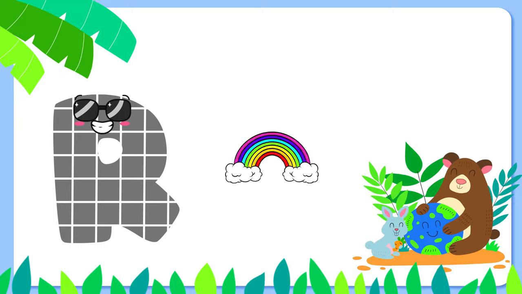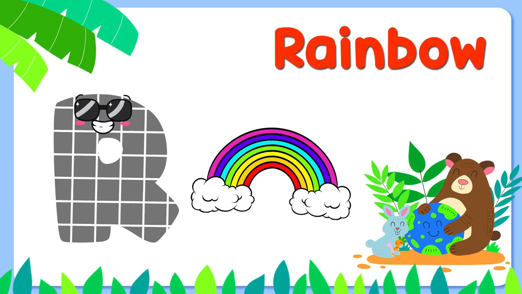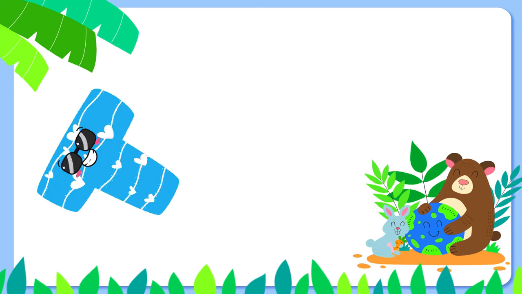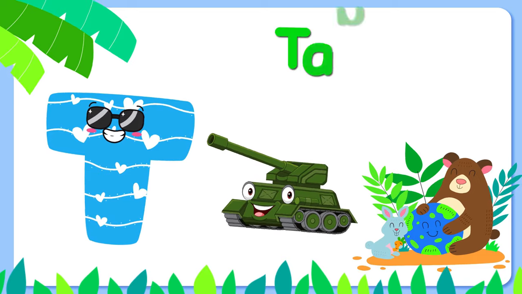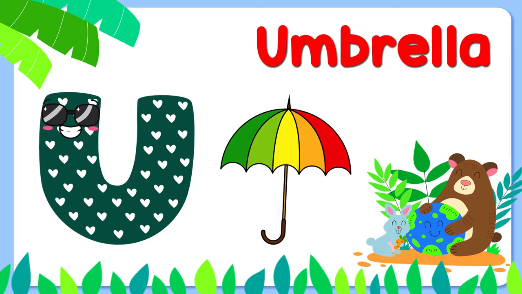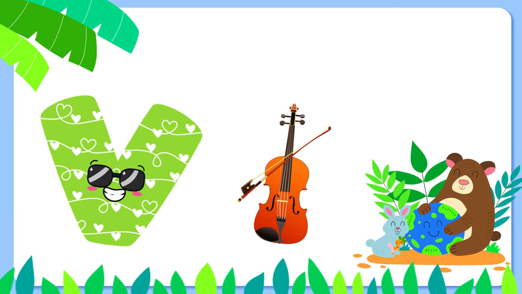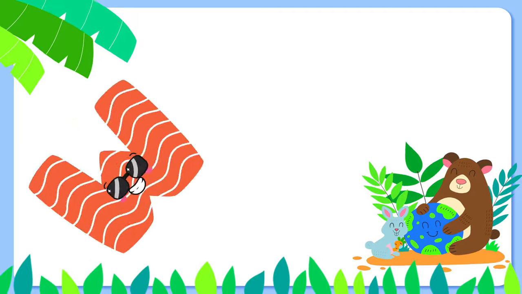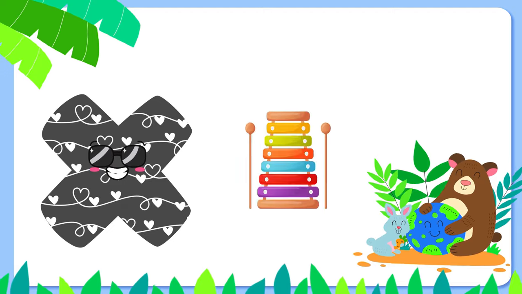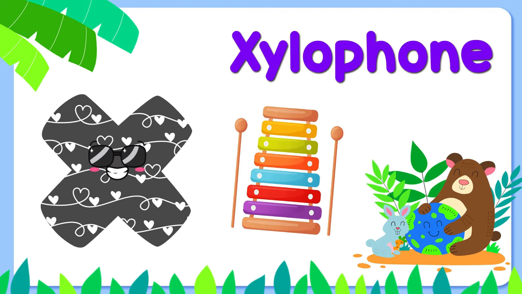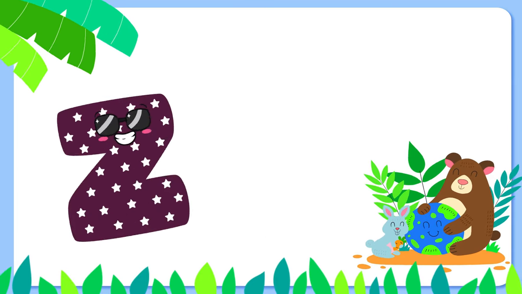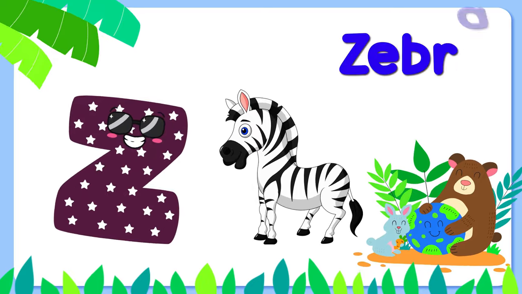Queen. R is for rainbow. Rainbow. S is for spider. Spider. T is for tiger. Tiger. U is for umbrella. Umbrella. V is for violin. Violin. W is for watch. Watch. X is for xylophone. Xylophone. Y is for... Z is for zebra. Zebra.